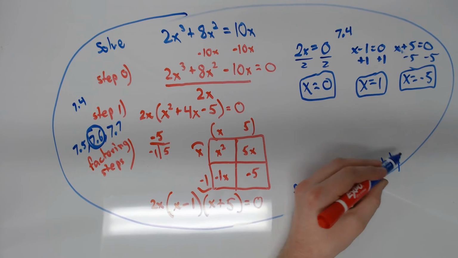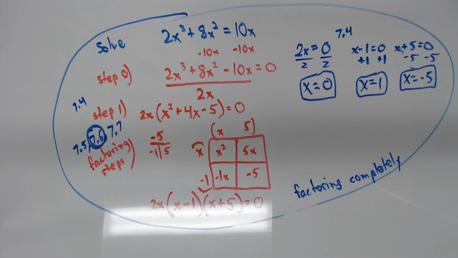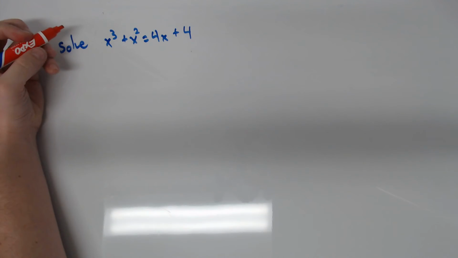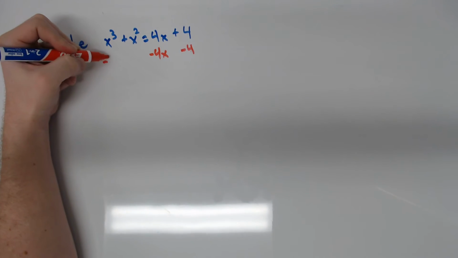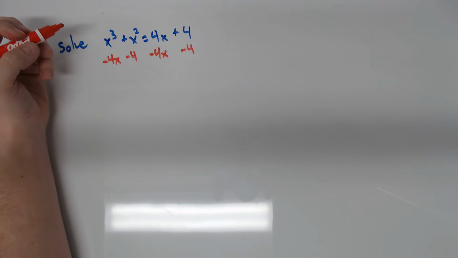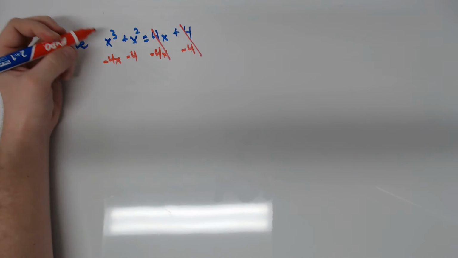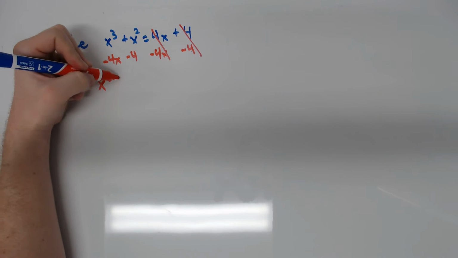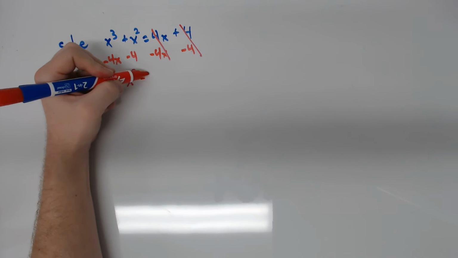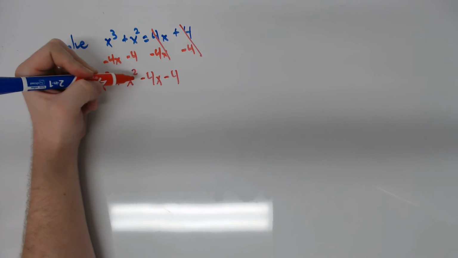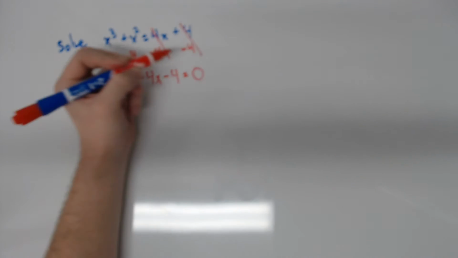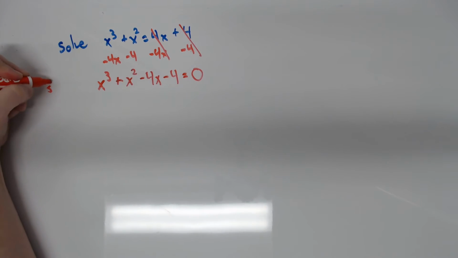So let's look at one more that doesn't make us do the quadratic thing, but instead makes us do factor by grouping. Let's start with step 0, making sure that it equals 0 over here. So I'm going to have to subtract both of these things, minus 4x and minus 4. Reminder, let's try and keep it in standard form. So x cubed is the most x's, then x squared, then -4x, and then minus 4. Right? X cubed, x squared, x, no x's. And since we subtracted everything off the other side, it equals 0. That is step 0.